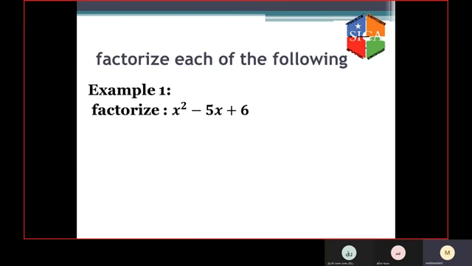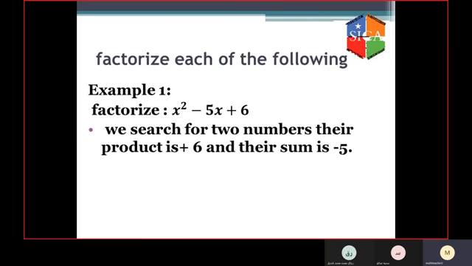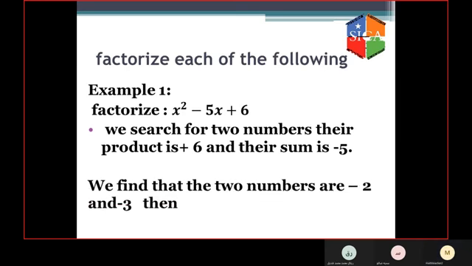Product sum. We search for two numbers whose product is 6 and whose sum is negative 5. We find that the two numbers are negative 2 and negative 3. Their product is positive 6 and their sum is negative 5. So x squared minus 5x plus 6 equals x minus 2 times x minus 3.